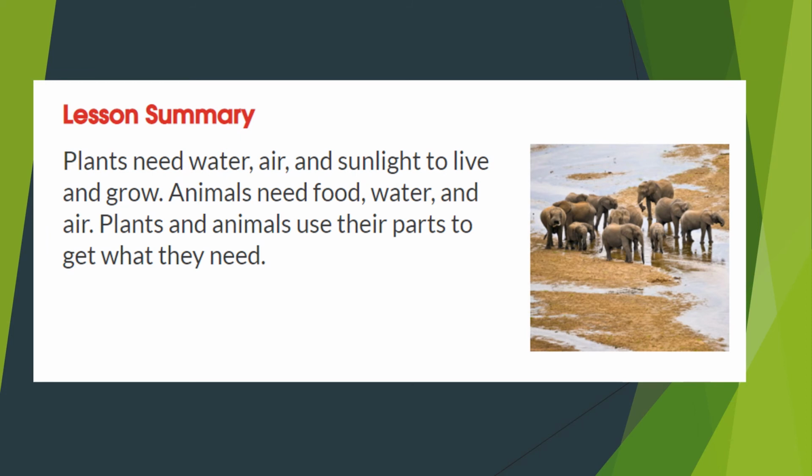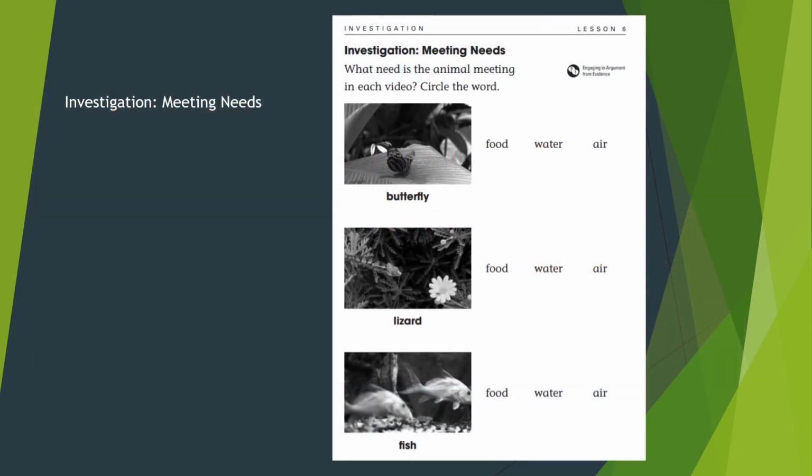Now, today's lesson summary. Listen close. This is what you should have learned and should now understand. Plants need water, air, and sunlight to live and grow. Animals need food, water, and air. Plants and animals use their parts to get what they need. It's kind of like us. All right, let's look at our next page.